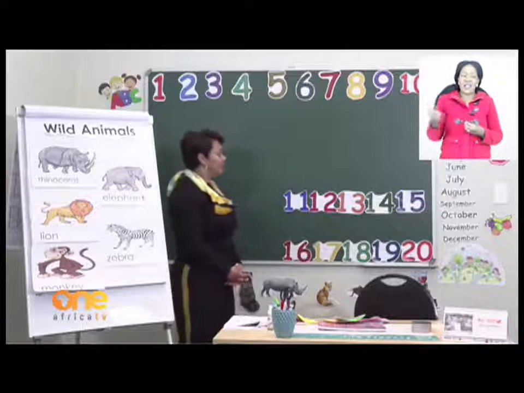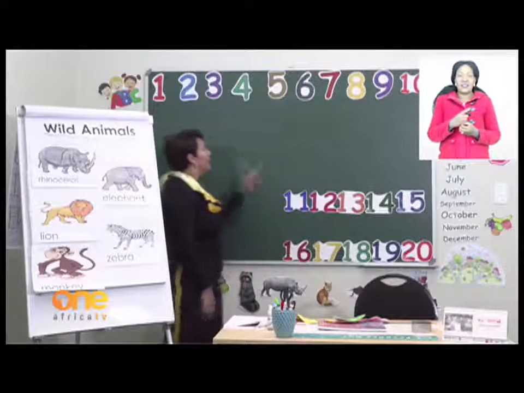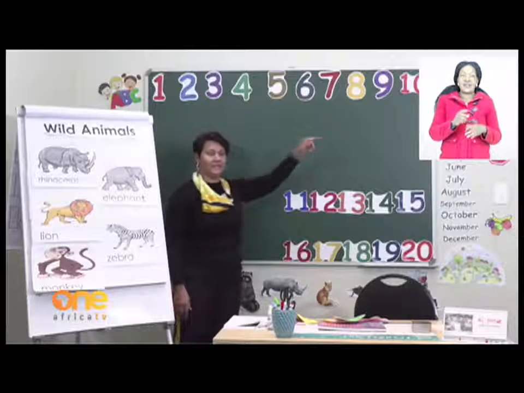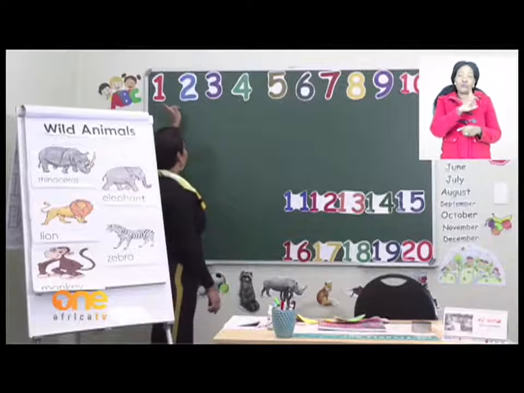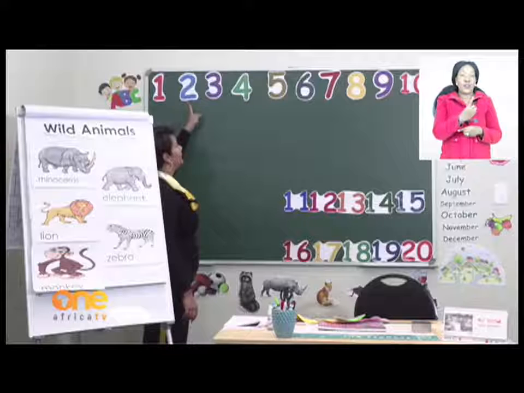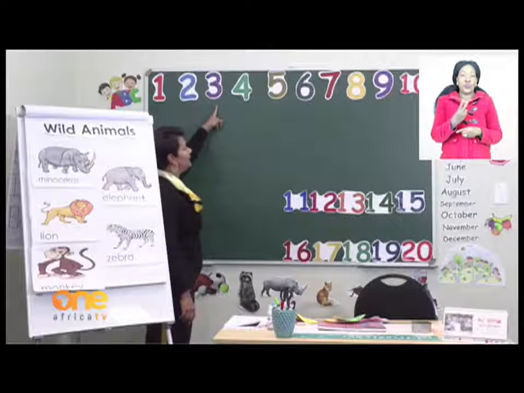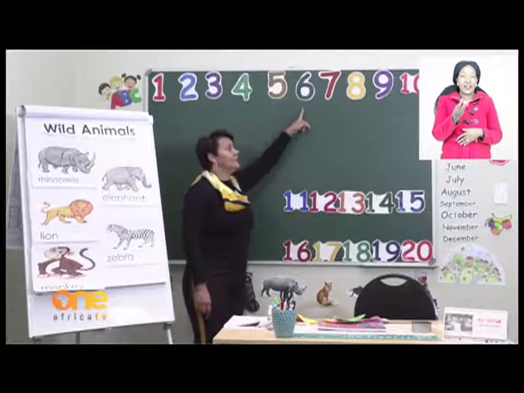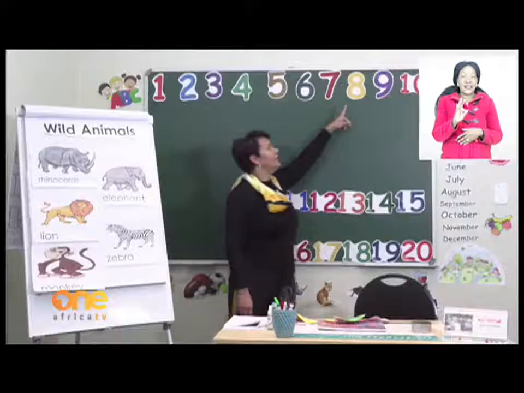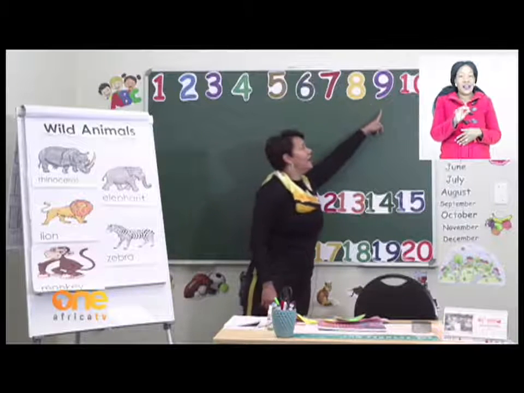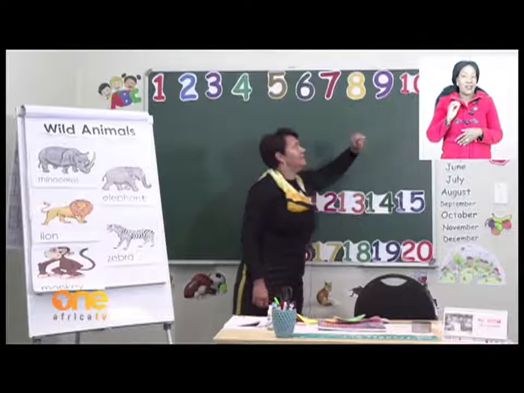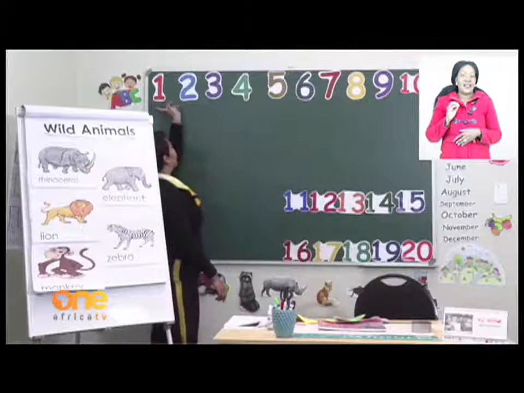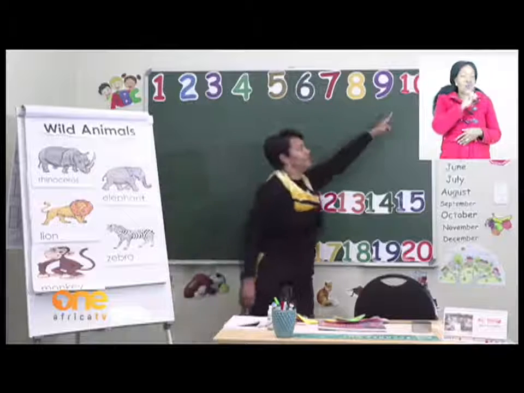So let's do some counting. Let's count from number 1 up to 10 first. Let's do it. Number 1, number 2, 3, 4, 5, 6, 7, 8, 9, 10. From number 1 up to number 10.